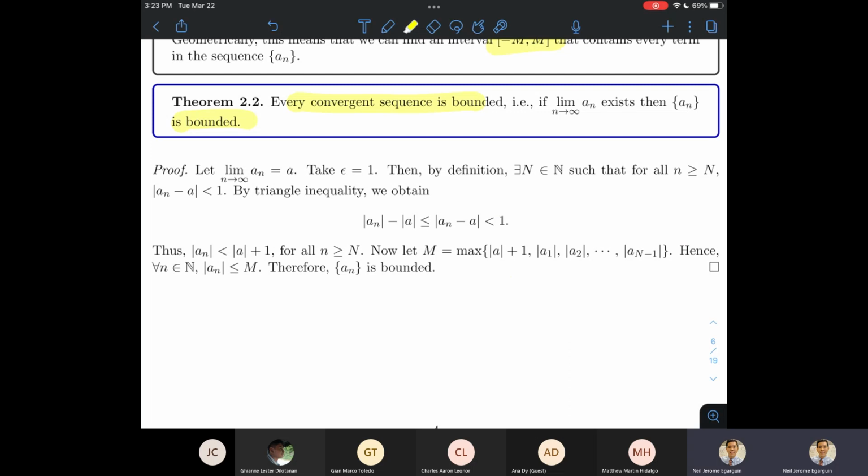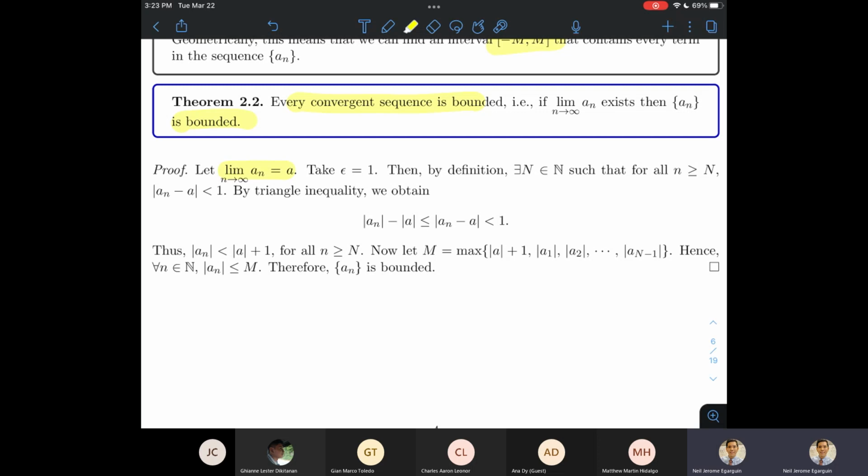Well, what are our assumptions for this theorem? Our assumption is the sequence is convergent. And we want to show that that sequence is bounded. So we start by assuming that the sequence is convergent. So sabihin natin, convergent siya, so dapat meron siyang unique limit. Tawagin natin yung unique limit na yon as little a. So yung sequence nagko-converge kay little a.